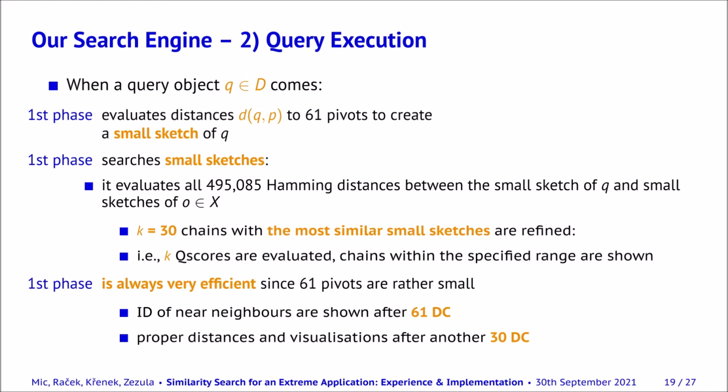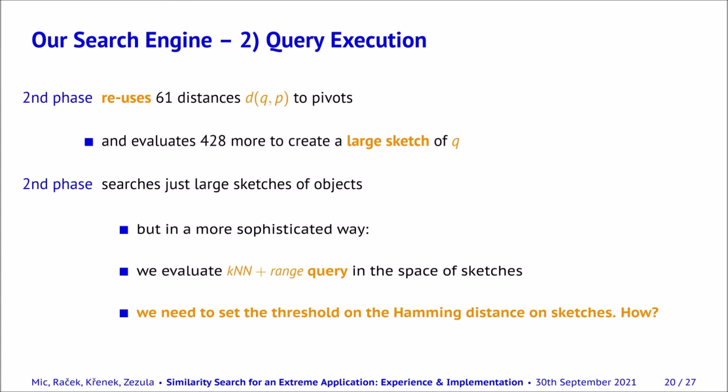The computation of actual Q-scores of the query chain and returned answers can require some time in case of big query chains, but it is interrupted when the results of the second search phase are delivered. The second phase reuses evaluated distances of Q to pivots and evaluates other 428 pivot distances. This information is used to create a long sketch of Q, and the second phase searches just on long sketches.